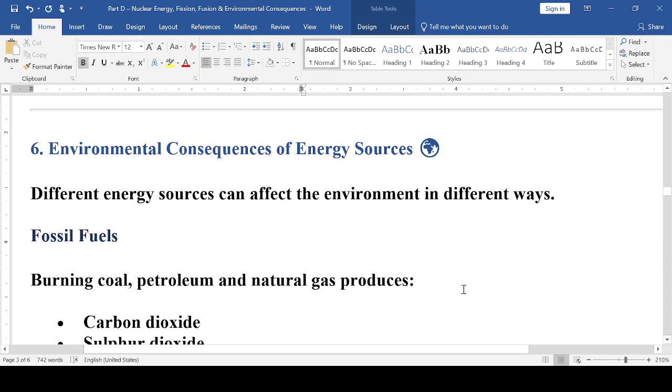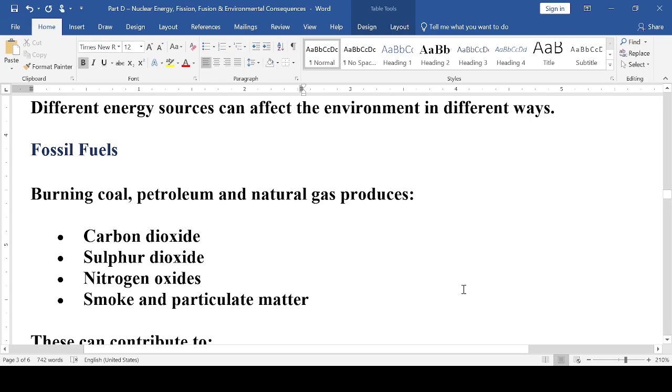The environmental consequences of energy sources. Different energy sources can affect, what can they affect? The environment. How? In different ways. Point number one, fossil fuels.